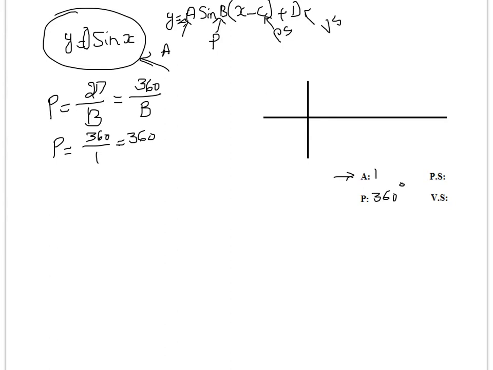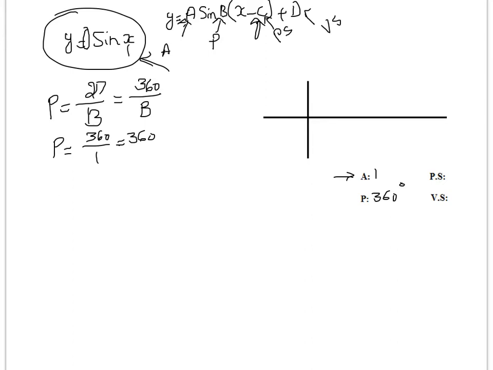Now the next parameter that we are going to find is phase shift. Phase shift is the number which is inside the bracket here. This is your phase shift, C. Okay? Now, this, which is a general form, is negative C. If C is positive, you move to the right. If it's negative, you move to the left.